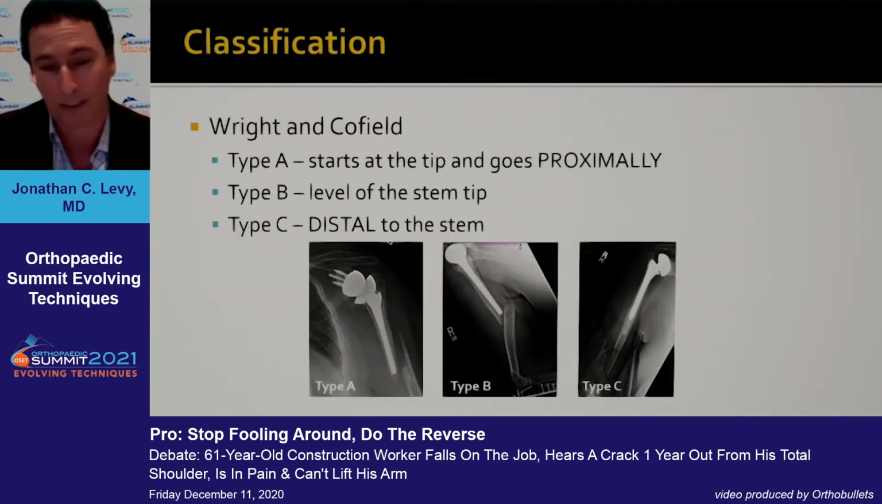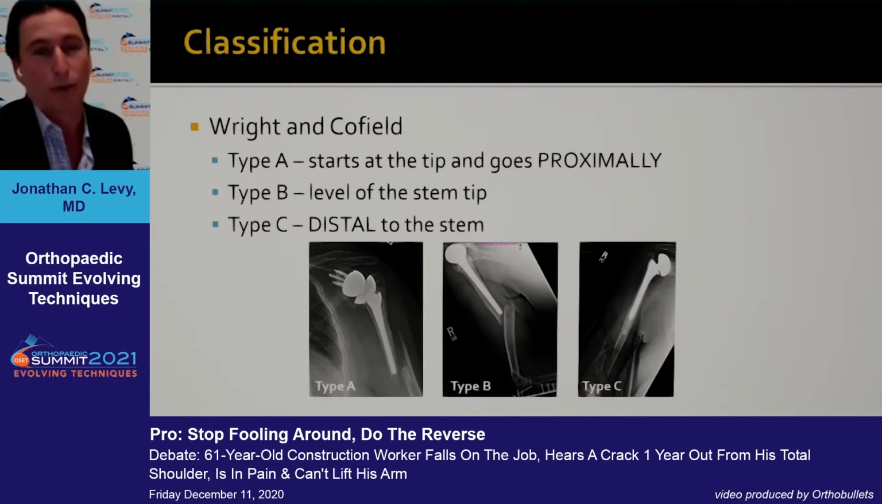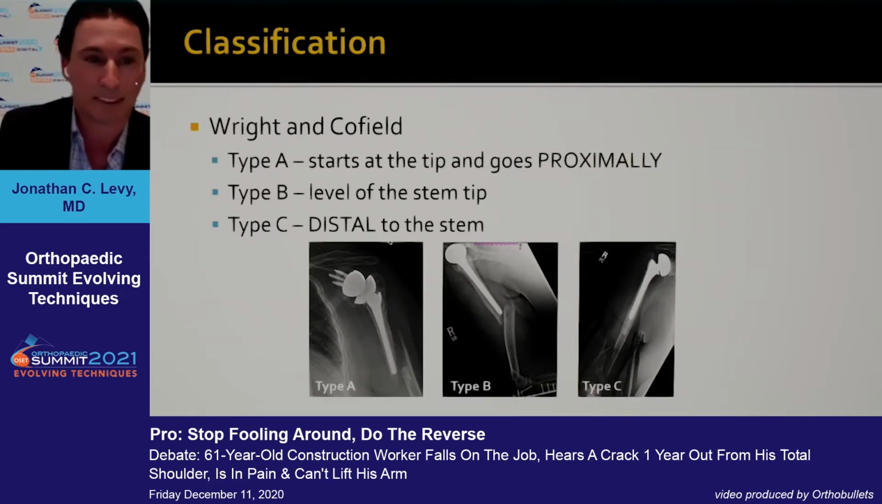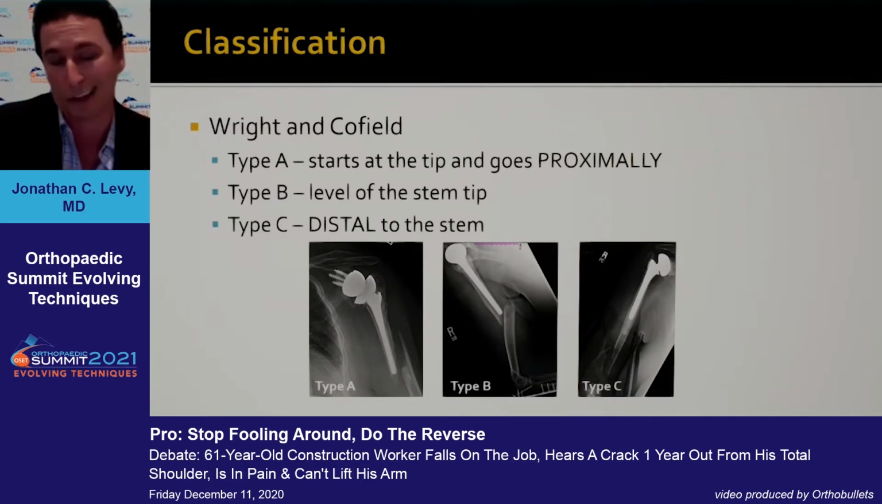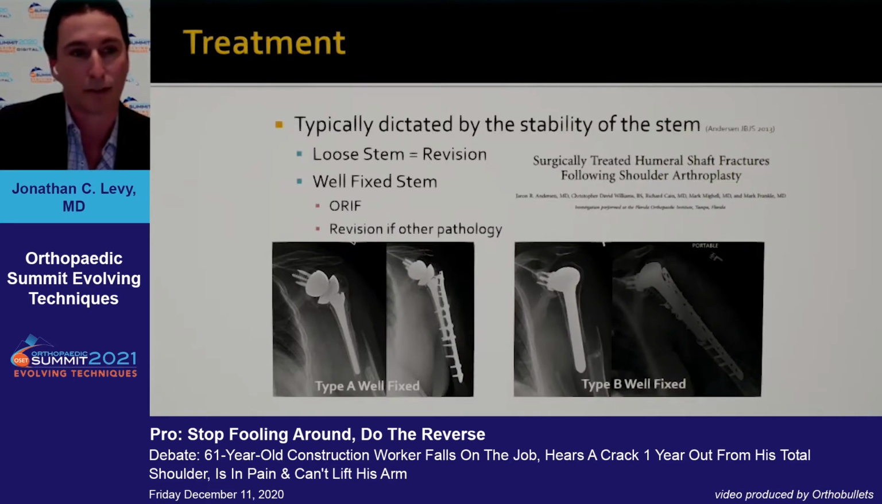Wright and Crowfield classification was just reviewed, and it's probably the one that's used the most. A, B, and C. A starts at the tip and goes up. B is at the level of the distal stem, and then C goes below. And C's you often just treat like regular fractures.